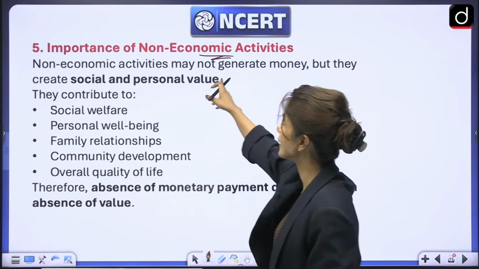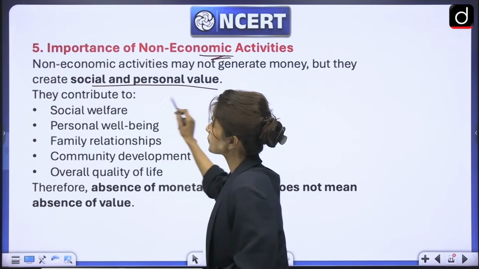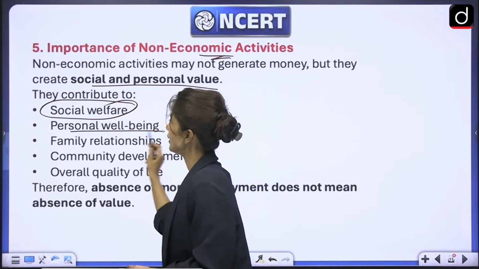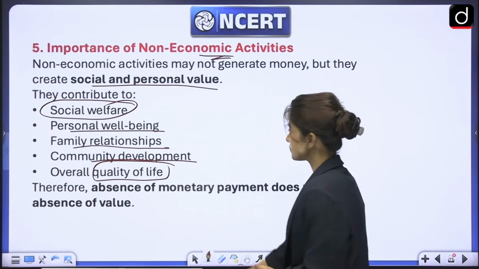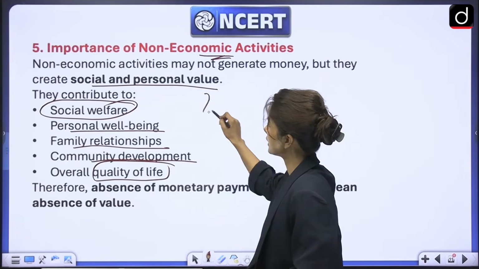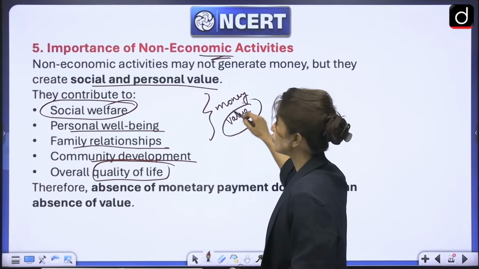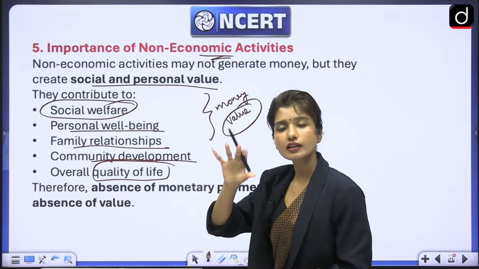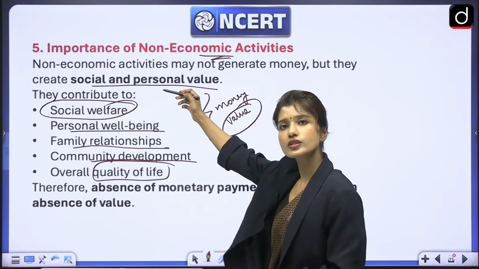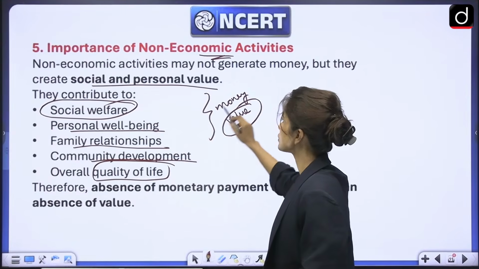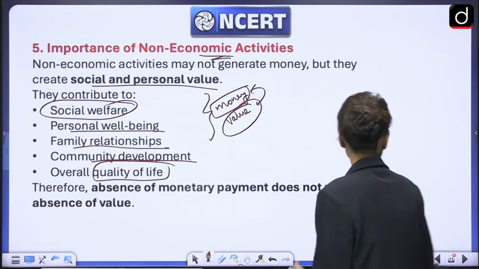That is why non-economic activities are also important. Let's see what is given here. They create social and personal value. They contribute to social welfare, as I told you, personal well-being, family relations, community development, and overall quality of life. So that means just because there is no money involved does not mean there is no value. When you talk about value, value is not simply in terms of money. Value can be in terms of social and personal value as well. So here, because there is no money involved, will you say that there is no value here? No, you won't say that. So money and value should not be equated every time. That's what this chapter is trying to tell you.